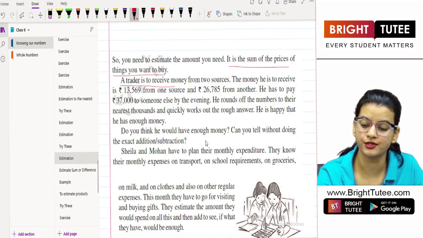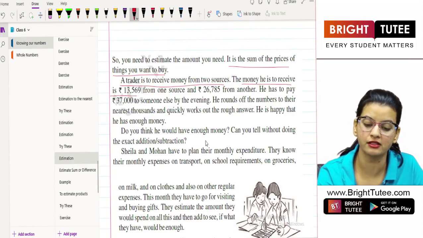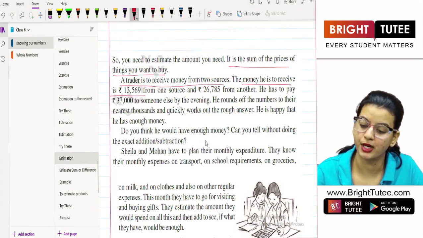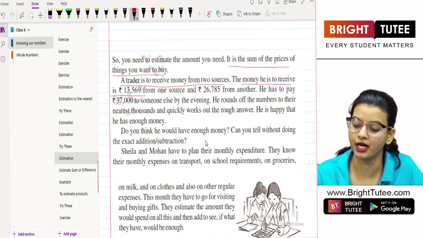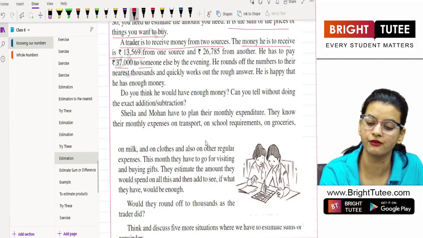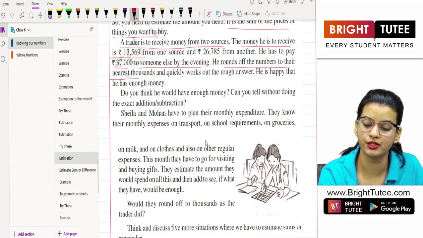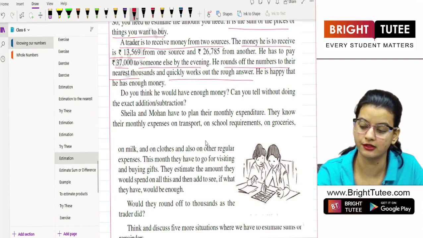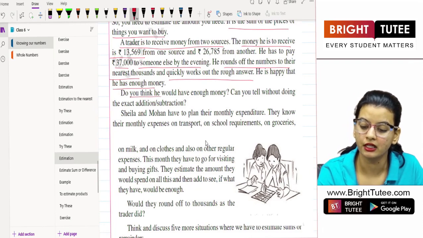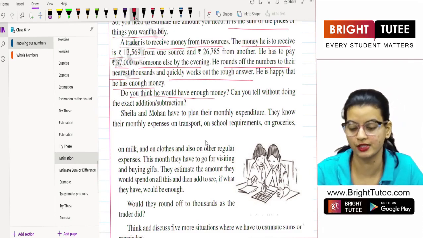Now, a trader is to receive money from two sources. The money he is to receive is rupees 13,569 from one source and 26,785 from another, okay? He has to pay 37,000 to someone else by the evening. He rounds off the numbers to their nearest thousands and quickly works out the rough answer. He is happy that he has enough money. Do you think he would have enough money? Can you tell without doing the exact addition or subtraction?